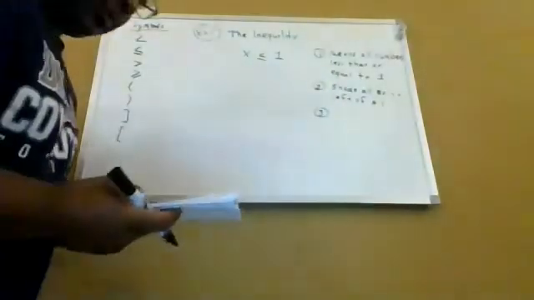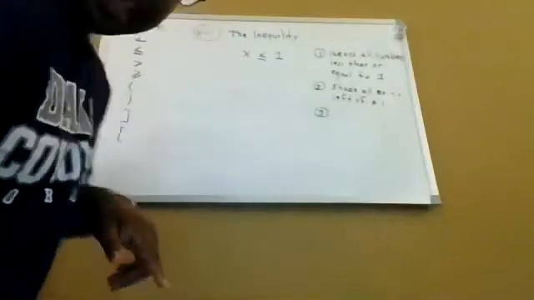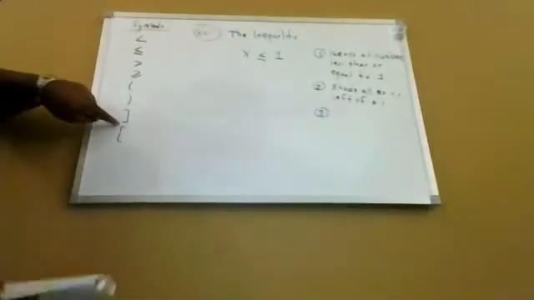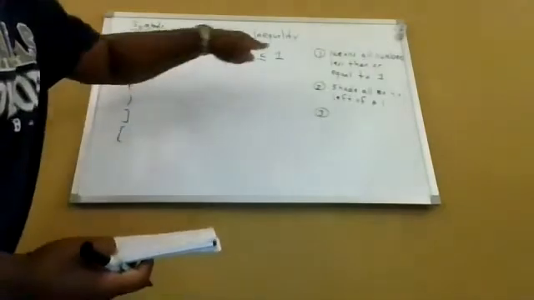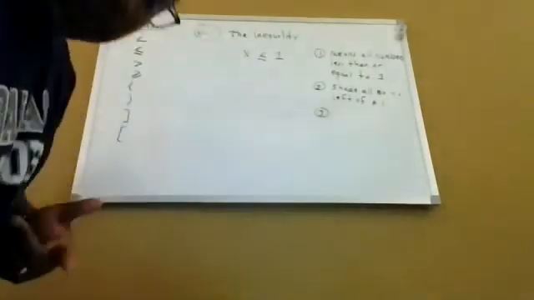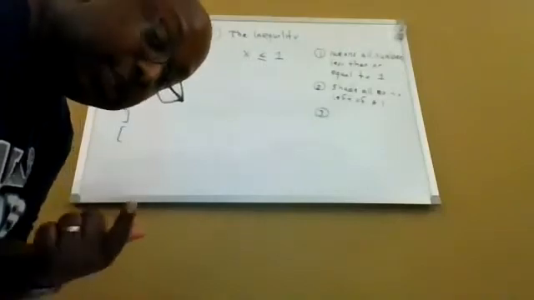So shade all numbers to the left of the number one. And then number three, what this means is we're going to put a bracket at the number one on the number line to show that that number one is to be included.